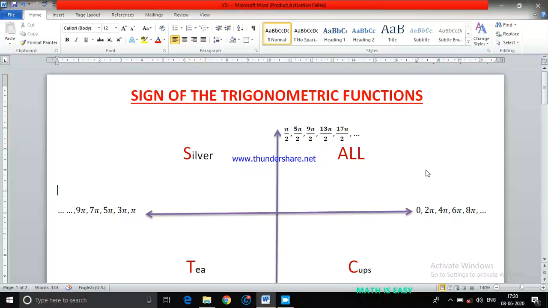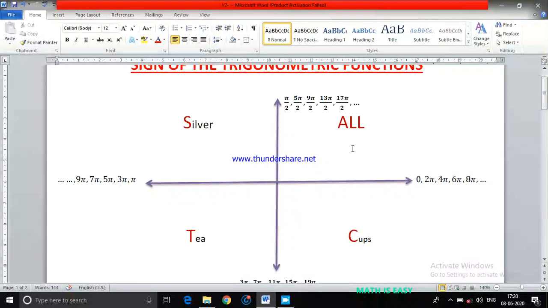Now we are going to start the next topic in trigonometry, that is signs of trigonometric functions. What do you mean by signs of trigonometric functions? Here you can see the four quadrants: first quadrant, second quadrant, third quadrant and fourth quadrant. This is the fourth quadrant, right?